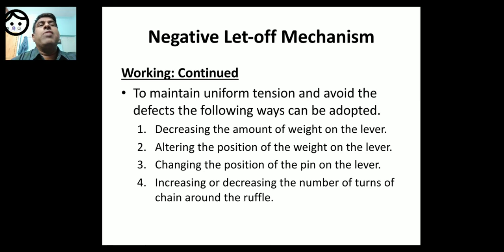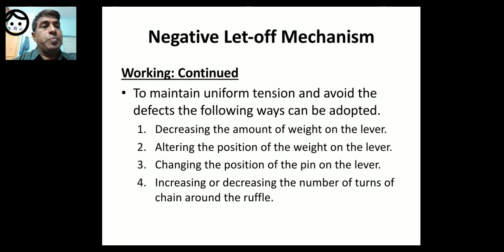Decreasing, because the working is very simple. The warp is pulled by the take-up mechanism, or by the cloth roller. That's why it is called the negative let-off mechanism. So these 4 points are important. Decreasing the amount of weight on the lever.